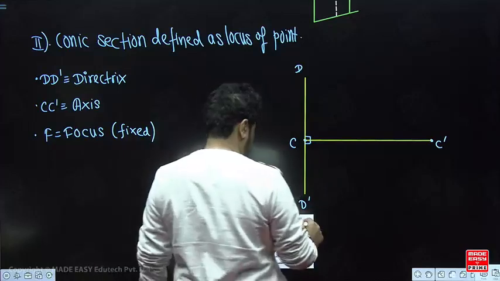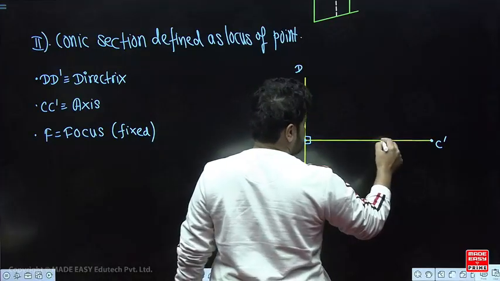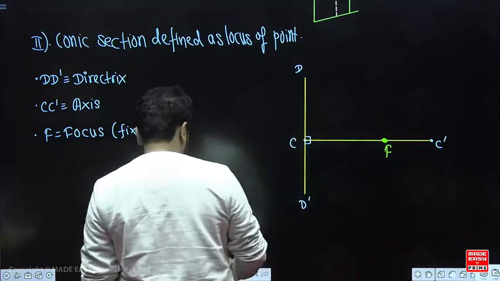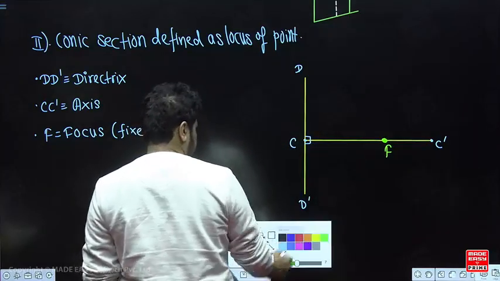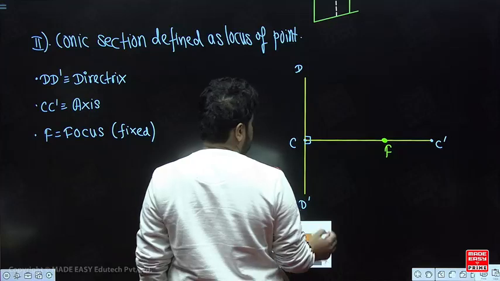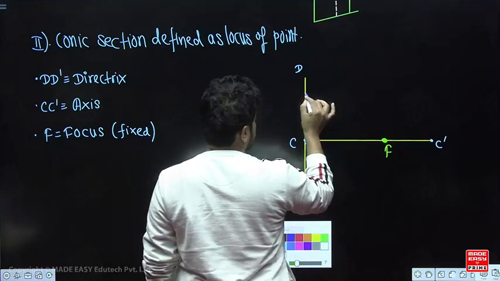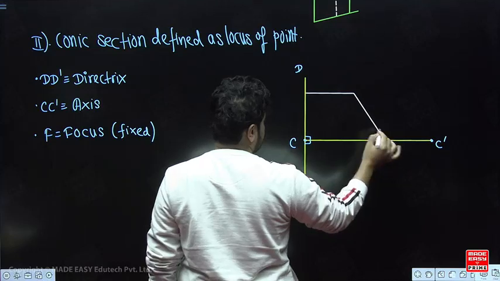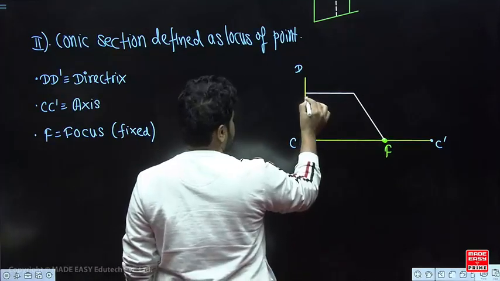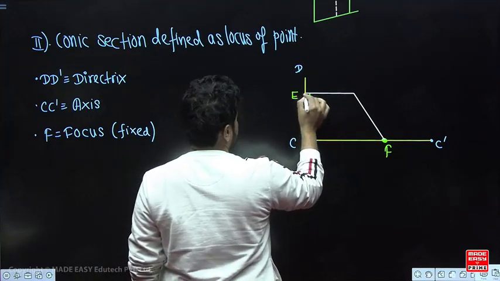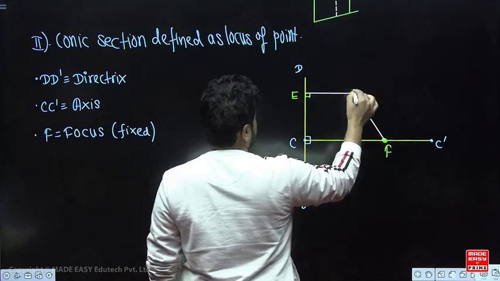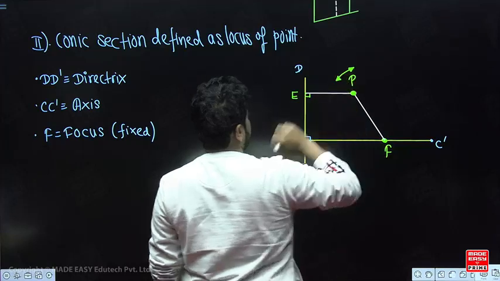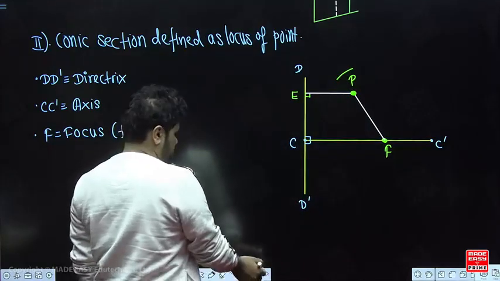Let me show you here. Let us say this is your F, the fixed point, the focus, correct? Now let us consider a point in the plane, and let us say this point is P, and this point is movable, that means it can move in any direction, correct? So it is also known as a locus, right?